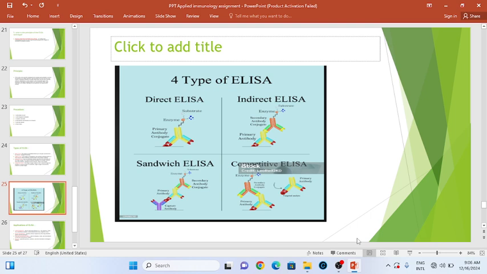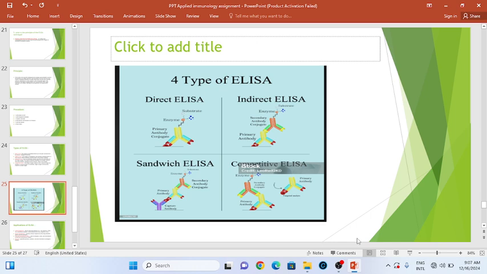Here is how it is performed. Direct ELISA is the addition of an enzyme-linked antibody, where the antibody is conjugated with enzyme to bind on the antigen, and we add the substrate to get a color or no color. In indirect ELISA, we add the primary antibody and then the conjugated secondary antibody, and sandwich is the same as indirect, but indirect is detecting antibody while sandwich is detecting antigen.